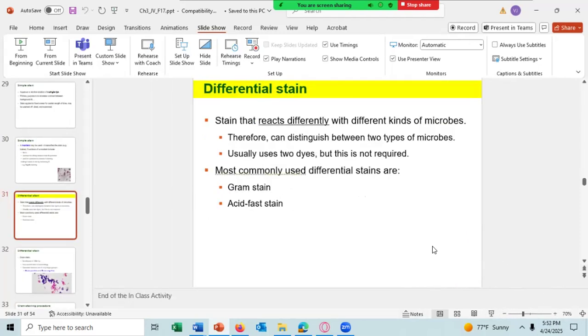All right, any questions about simple stains? If not, let's talk about differential stains. A differential stain is a stain that reacts differently with different kinds of microbes. Therefore, you can distinguish between two types of microbes. A differential stain usually uses two dyes, but this is not required. The most commonly used differential stains in microbiology are the Gram stain and the acid-fast stain.